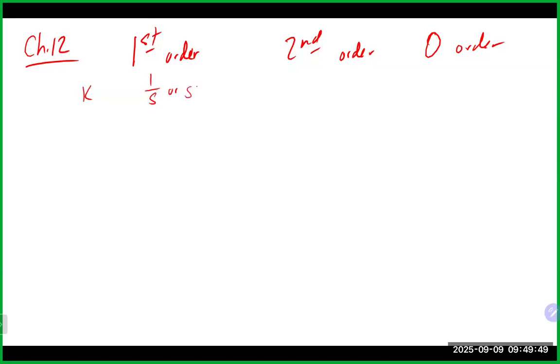Last time we got into some specific orders of reactions. We talked about first order, second order, and zero order reactions. Remember that each of these has specific rate constant units, right? So for first order, it's 1/s, or reciprocal seconds.